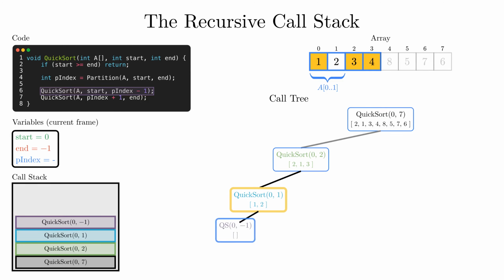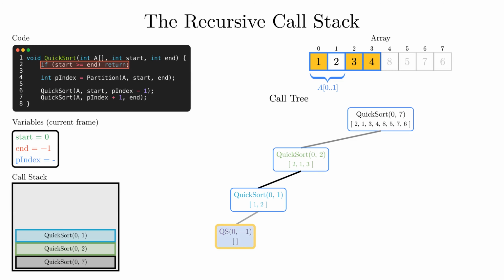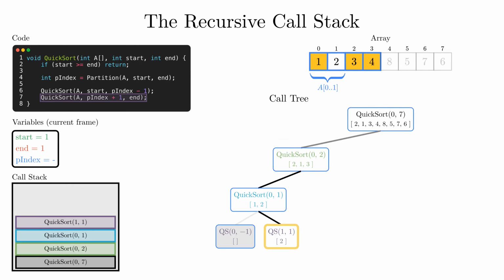Quicksort 0 to -1 is pushed, but watch the base case. This is as deep as we go. The stack's height is the extra memory Quicksort needs, only about log n frames. Start is now greater than end, so the base case triggers, and it returns instantly and pops. Back inside 0 to 1, we call the right child. Quicksort 1 to 1. Quicksort 1 to 1 is pushed. A single element is already sorted, so 2 locks in place, and it returns.